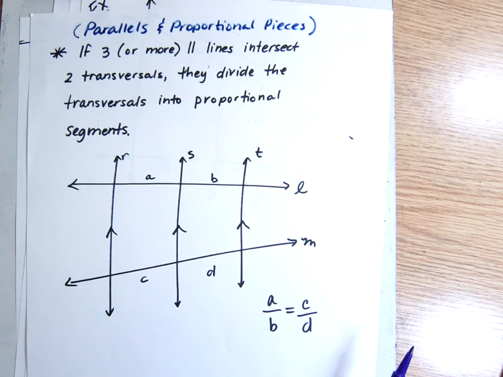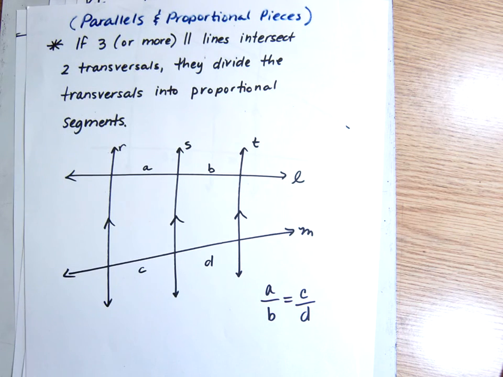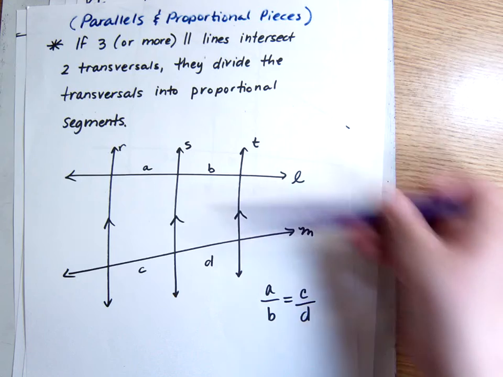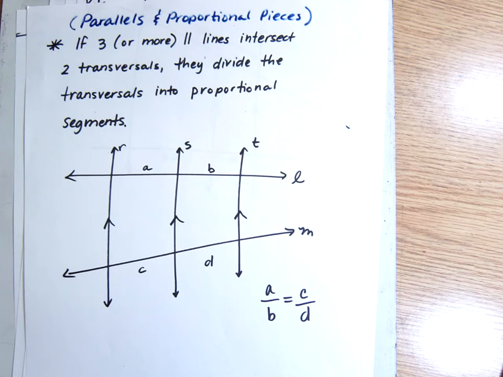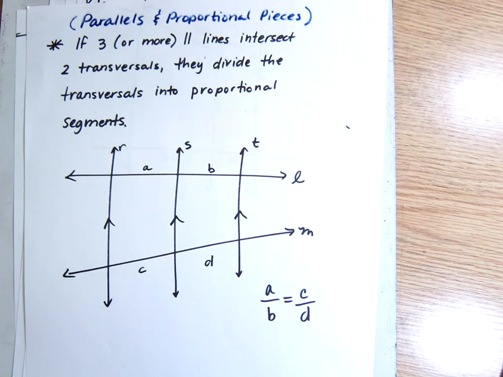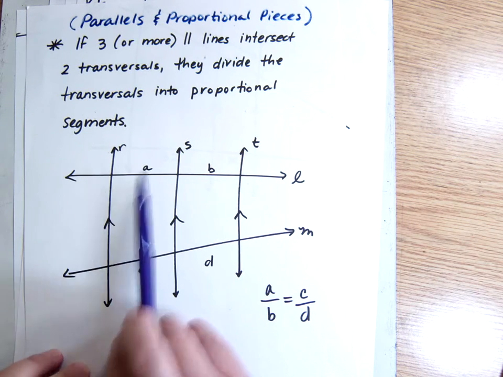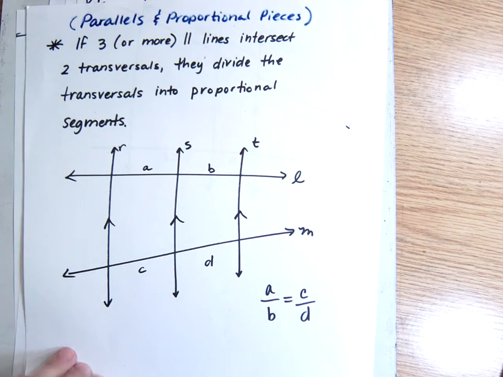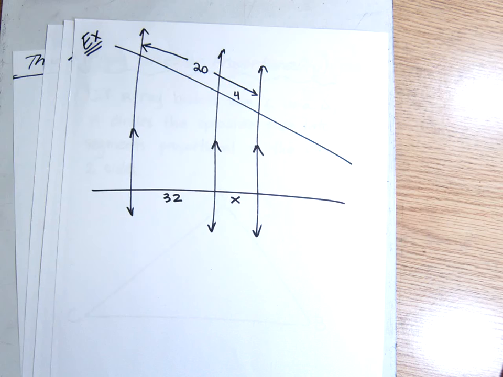Our second theorem doesn't really have a name, but I called it parallels and proportional pieces. We have two transversals with three parallel lines crossing them, and they cut those transversals into proportional parts, like A over B equals C over D, or you could also say A over C equals B over D. These pieces are just proportional to one another. And here was our example with that.